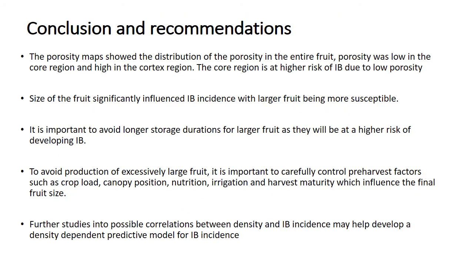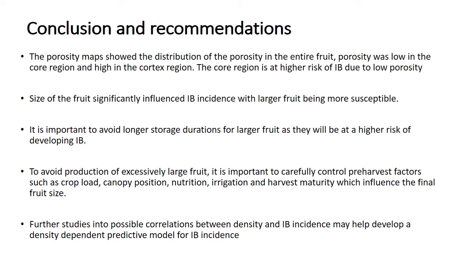Porosity maps generated for Fuji apples in this study showed the distribution of porosity in the entire fruit. Porosity was low in the core region and high in the cortex region, meaning that the core region is at a higher risk of developing browning due to its low porosity.